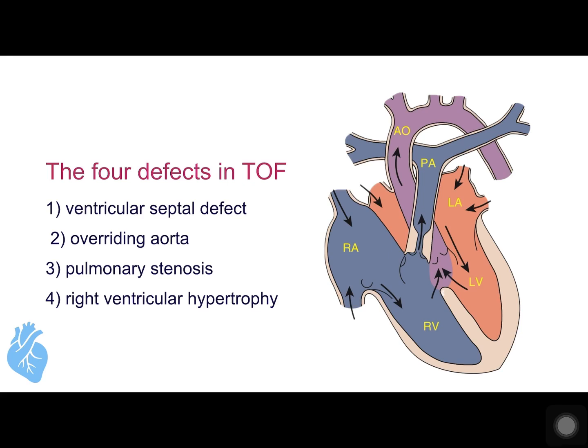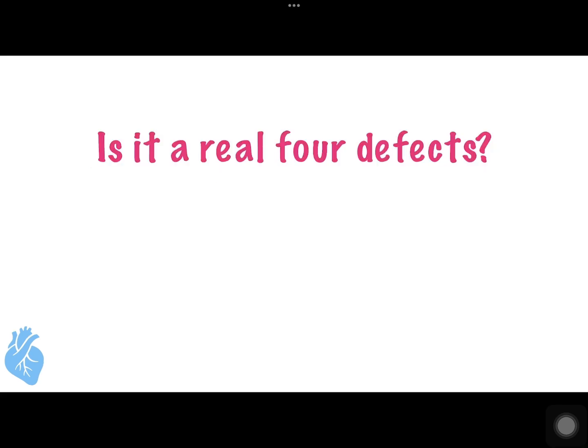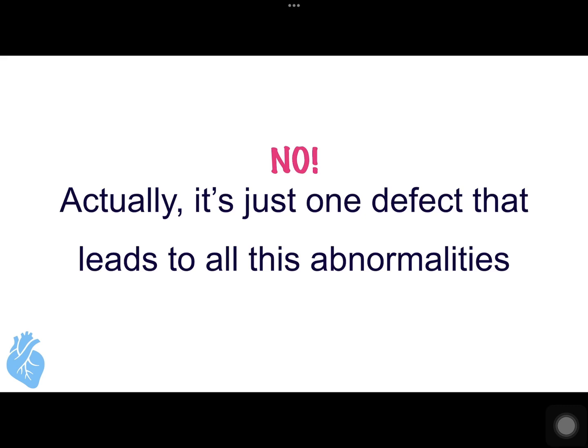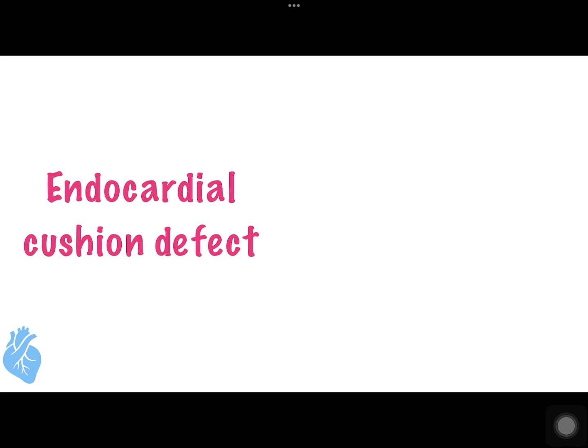So we're going to ask ourselves an important question. Is it a real 4 defect? Is it really 4 defects that are happening in the heart? Are there 4 openings? Actually, no, it's not. It's just one defect that leads to all these abnormalities. So we're going to deep dive into this process and understand how it's happening.